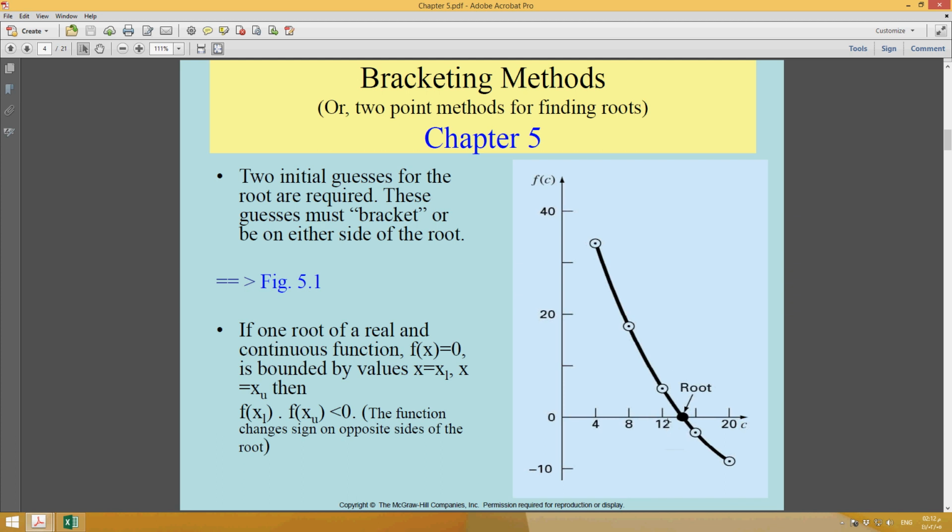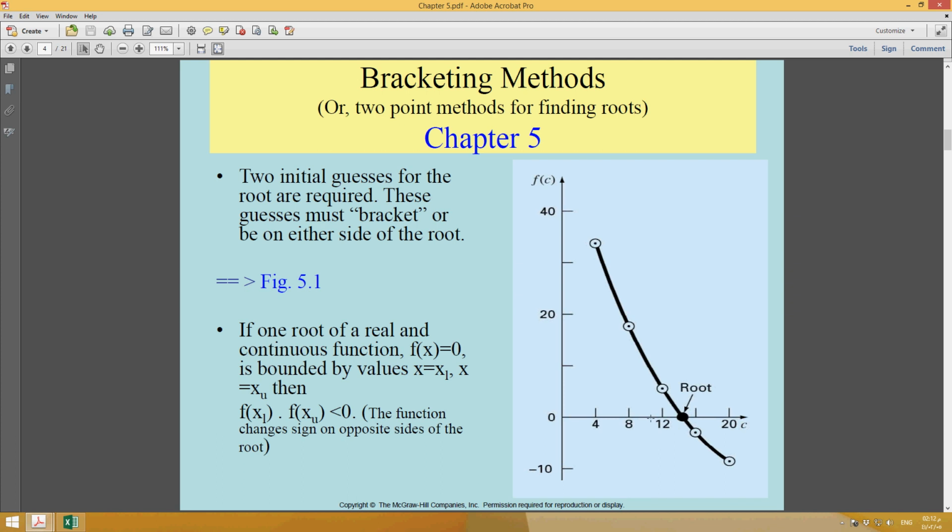For example, if you see 12, the function is changing its sign after this value 12, and it depends on the interval. For example, in this graph the interval is 4, so that is why we have one value of 12 and the other value is 16. The value just before the function changes its sign is known as xl, and the value after the function changes its sign is known as the upper bound. So this is the lower bound value and this is the upper bound.